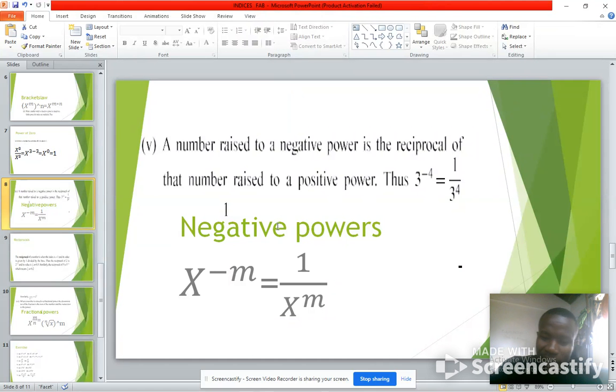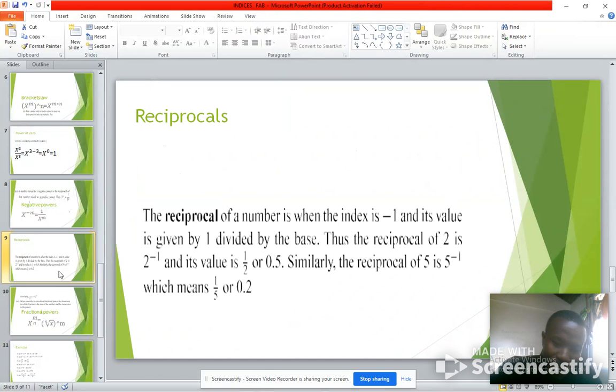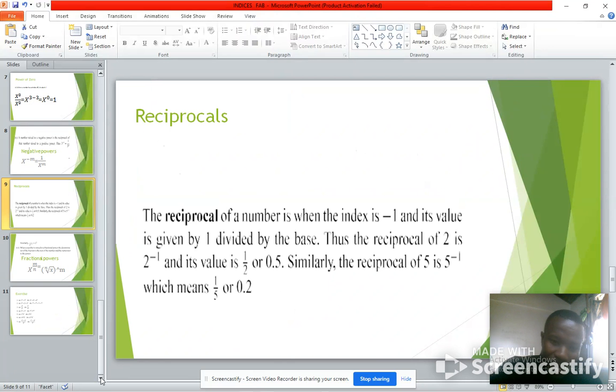That is known as the negative powers, where x raised to negative m is equal to 1 over x raised to m. I believe we are proceeding well. Now we go to reciprocals.